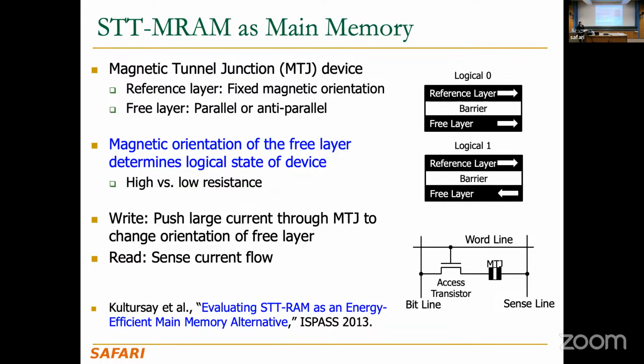For the write, we push a large current through the MTJ cell to change the orientation of the free layer. For the read, we just sense the current flow, the resistance level of this cell. The STT-RAM cell is structured this way, and it's larger compared to PCM and other memory cells, as it requires a large MTJ cell size and also an access transistor connected to the word line and bit line.